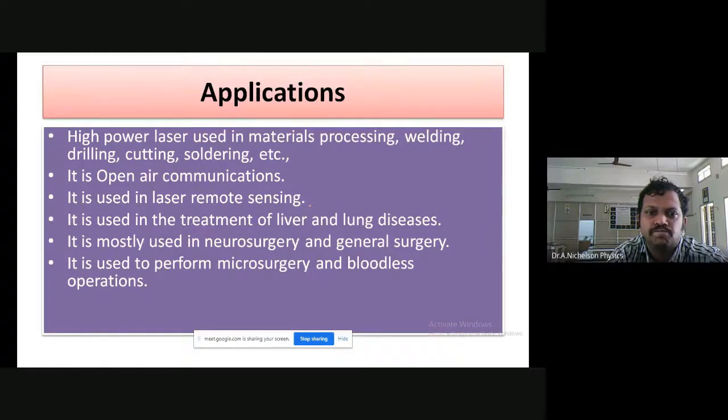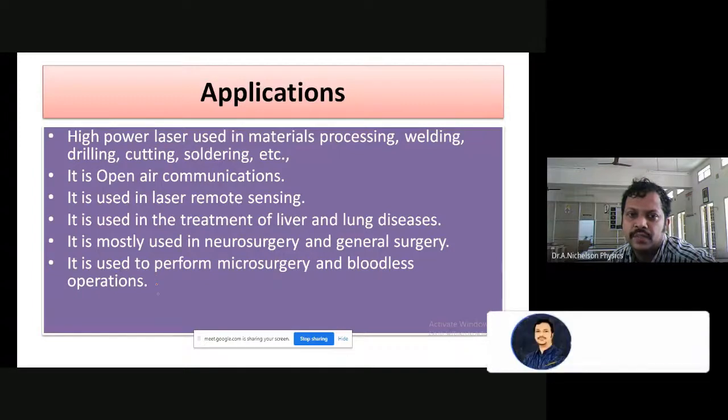Then in the medical field, it is used for the treatment of liver and lung diseases, neurosurgery, and also general surgery. I think you have heard about eye operations, and those can happen with the help of this laser, in ophthalmology. Then microsurgery and bloodless operations you can do with the help of this laser.